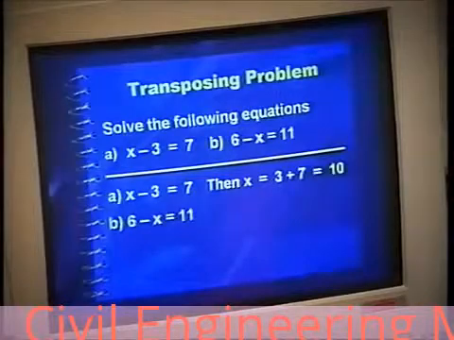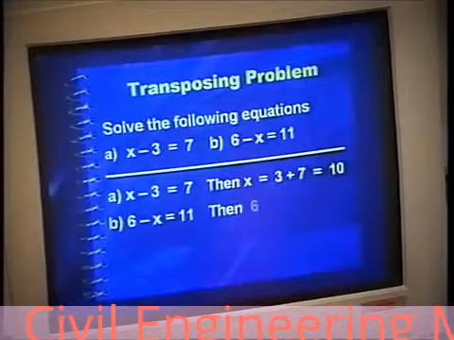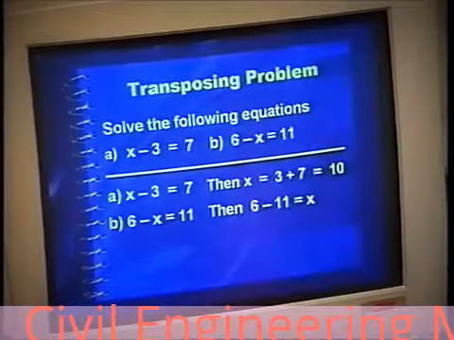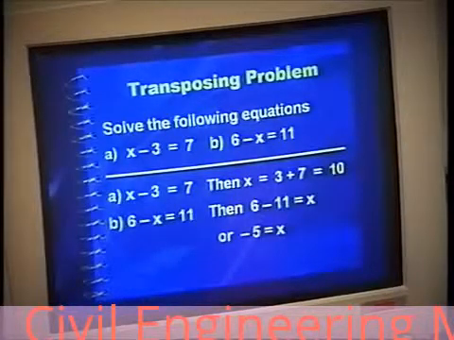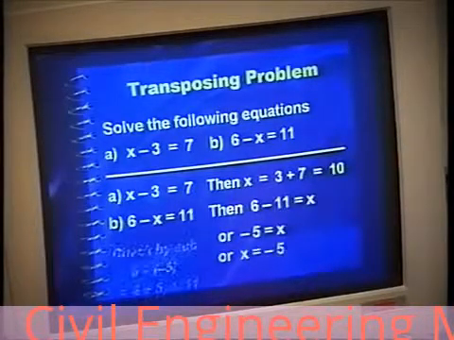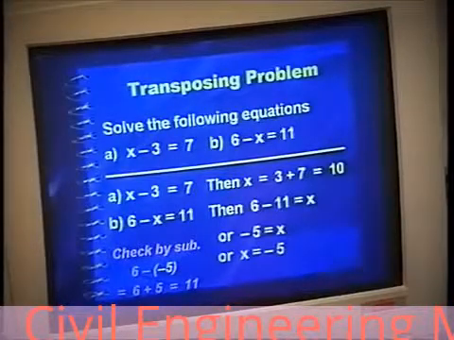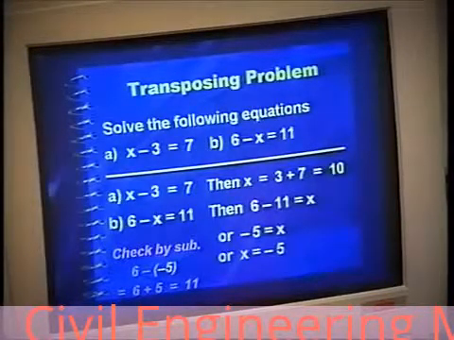And the next problem, 6 minus x equals 11, and then of course 6 minus 11 equals x. Consequently, negative 5 equals x, or x equals minus 5. And again, check by substitution.